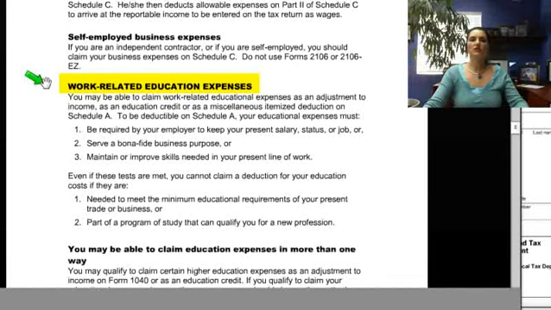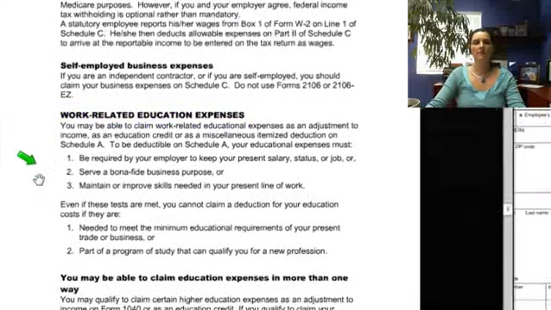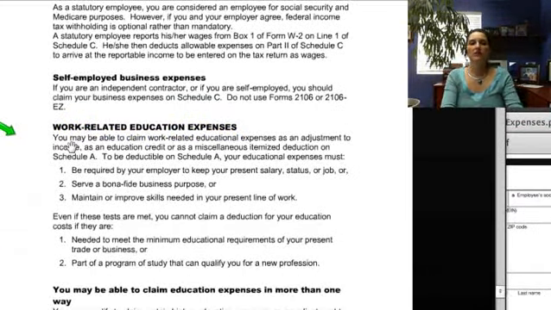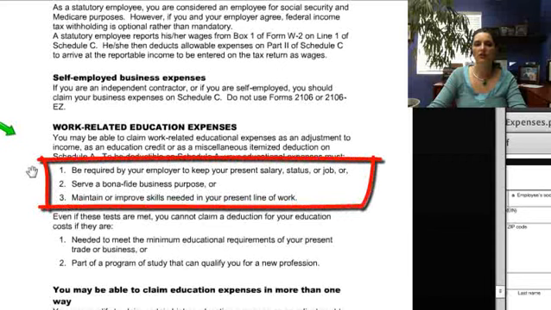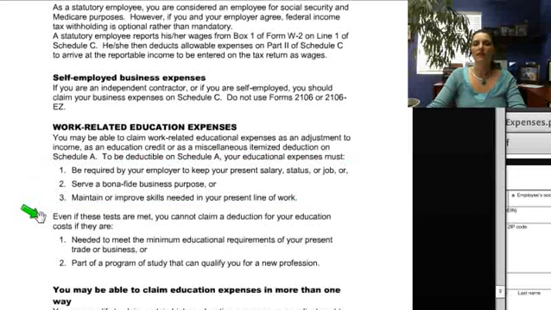You may be able to claim work-related education expenses as an adjustment to income, or as an education credit, or as a miscellaneous itemized deduction on Schedule A. To be deductible on Schedule A, your education expenses must be required by your employer to keep your present salary, status, or job, or serve a bona fide business purpose, or maintain or improve skills needed in your present line of work. Even if these tests are met, you cannot claim a deduction for your education costs if they are needed to meet the minimum education requirements of your present trade or business or are part of a program of study that can qualify you for a new profession.